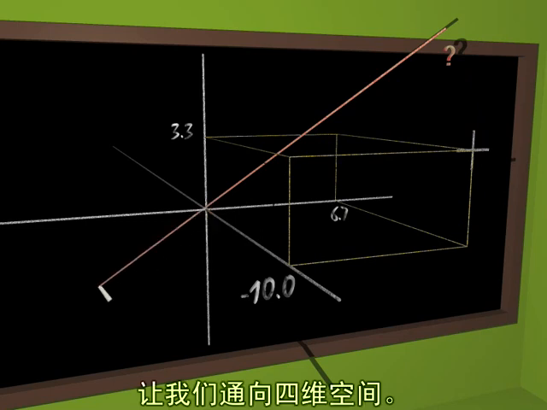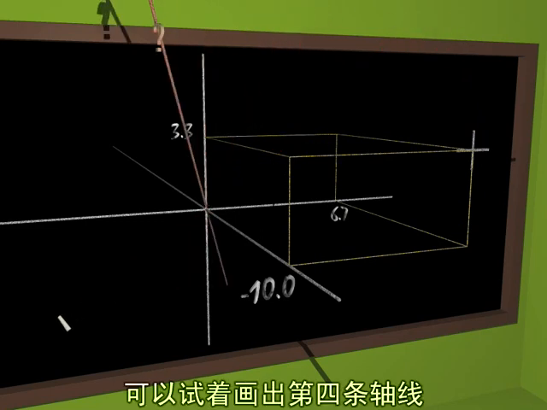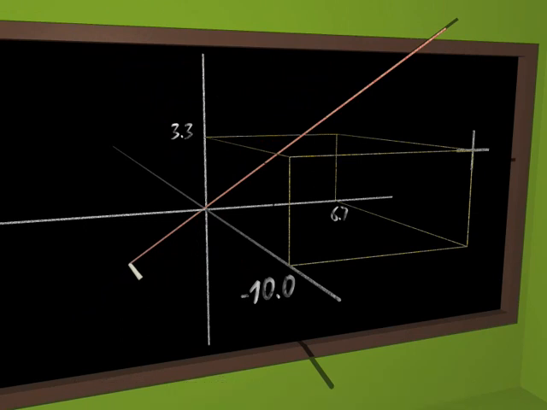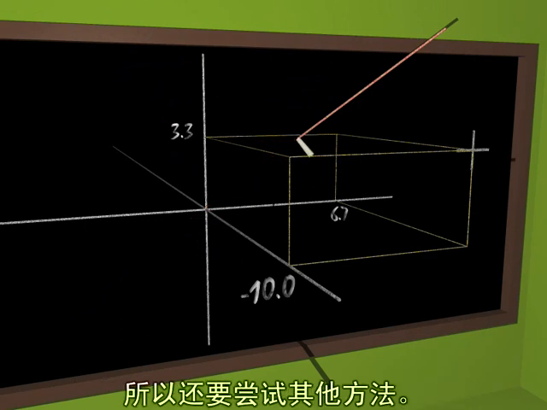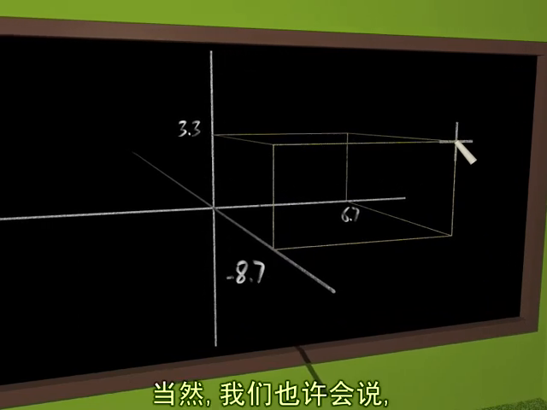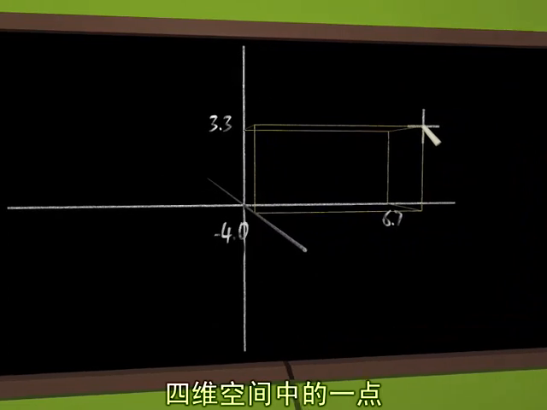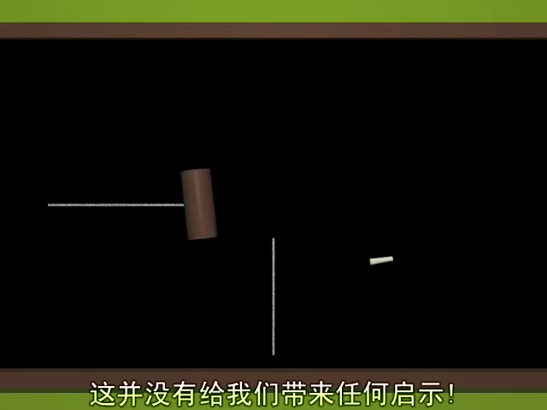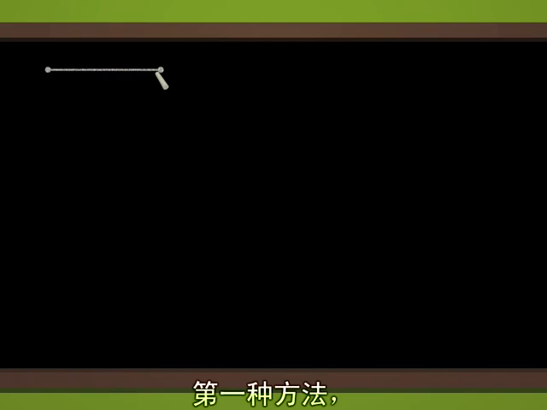Let's go to the fourth dimension. One could try and draw a fourth axis, perpendicular to the others, but that's impossible. So we have to do something else instead. Of course, we might just say that a point in the fourth dimension is nothing other than four numbers, x, y, z, t. That doesn't help us a lot. In spite of the difficulties, we are going to try and get a feeling for this geometry. As a first attempt at understanding, we shall proceed by analogy.